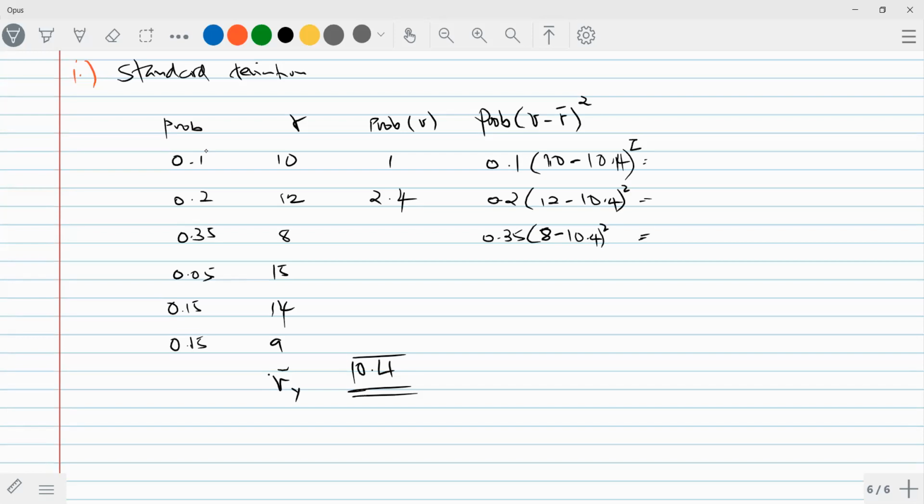We do the same for the next one: 0.05 probability, return is 15, mean is 10.4, squared. 0.15 probability, return 14, minus the mean return, 10.4, squared. And the last one, 0.15, return is 9, minus the mean, 10.4, squared. And now we get the sum.